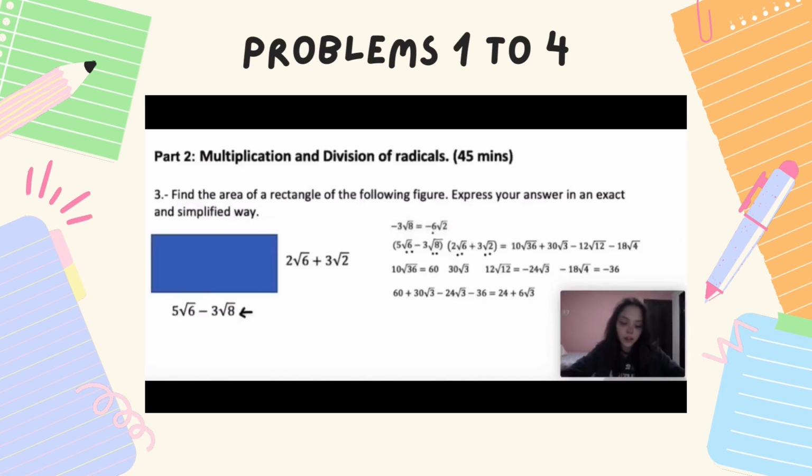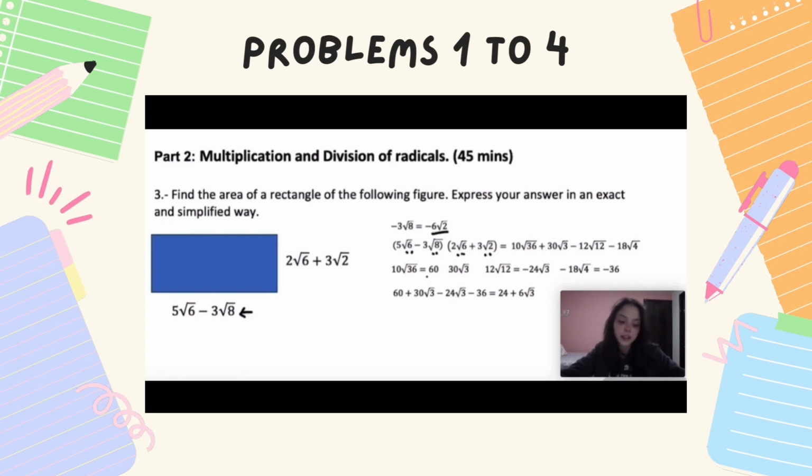So we know that we have to modify the value of minus 3 square root of 8 into minus 6 square root of 2. Then we multiply the first with the third, the first with the fourth, the second with the third, and the second one with the fourth. We get 10 square root of 36 plus 30 square root of 3 minus 12 square root of 12 minus 18 square root of 4.